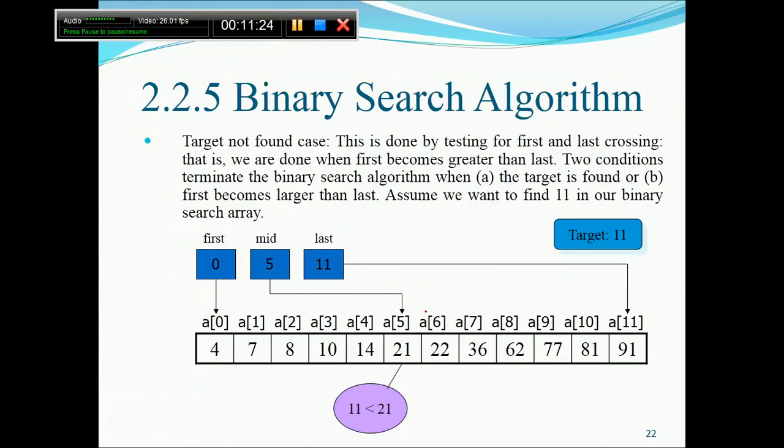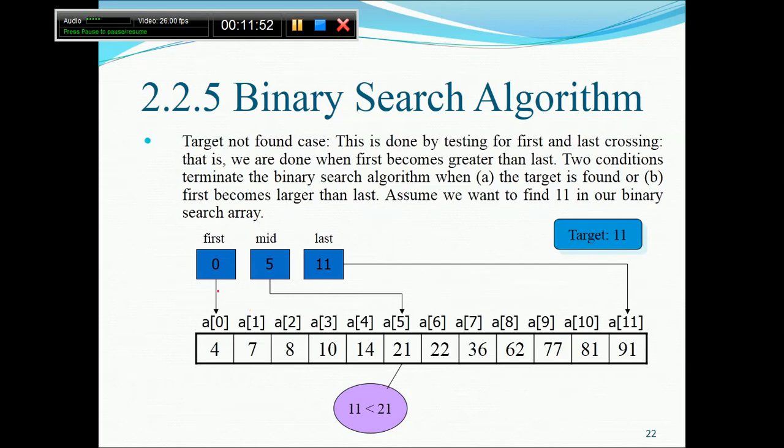Now suppose we take a target where we do not find the element. See, in the previous example we have seen we successfully found the element. Let me try one time. Whenever the target is not found, that is, suppose it is not present. This is done for the first and the last crossing. That is, we are doing it when the first becomes greater than the last, and we'll see how the elements work, like how our target cases would work.